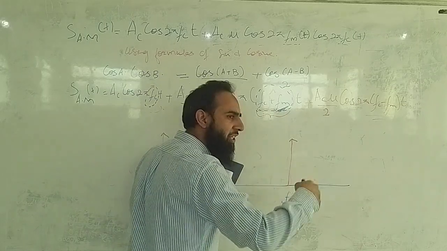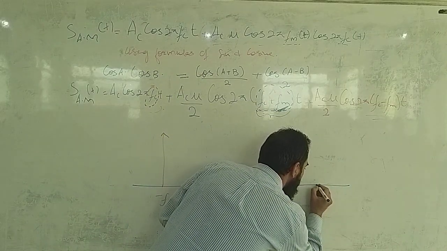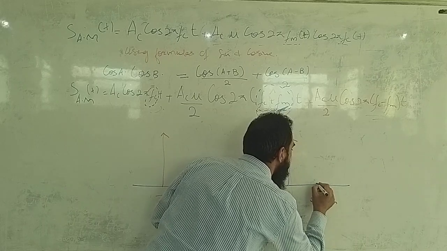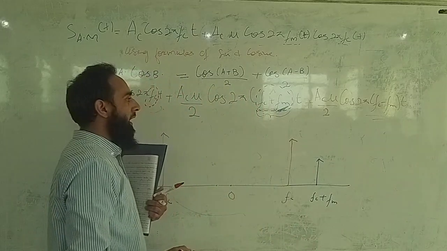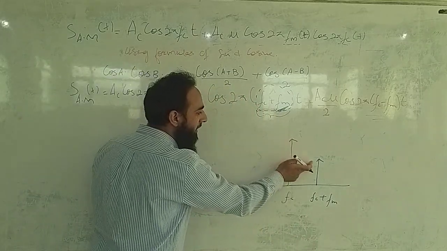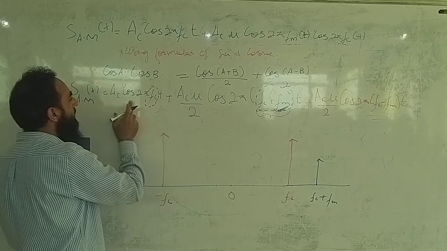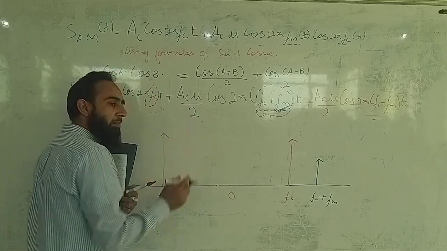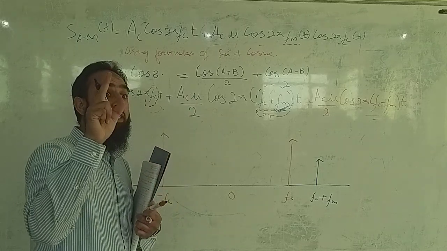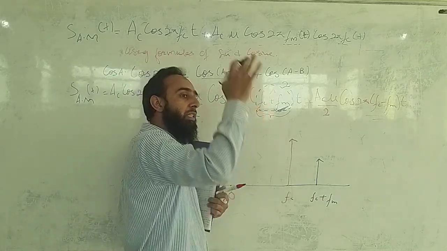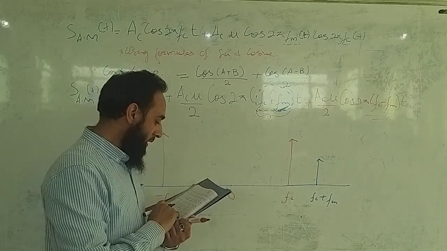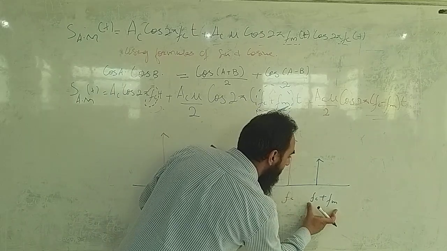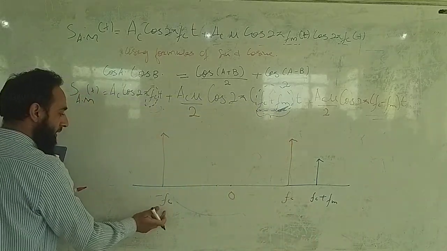Is Fc plus Fm higher than Fc or lower than Fc? Higher than Fc. So I will just arbitrarily identify some point which is like Fc plus Fm, and make a small little peak over there. Why is the amplitude of this lower than this? Because this has only Ac and this is Ac mu by 2, and mu is also less than 1. Yes, mu is generally less than 1. So that makes it even lower.